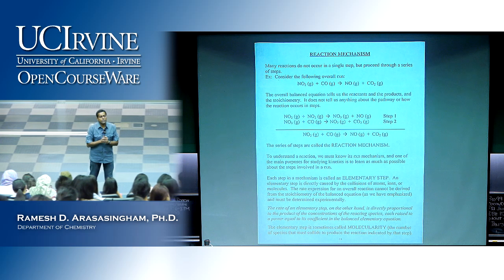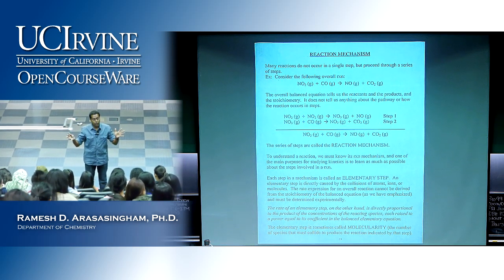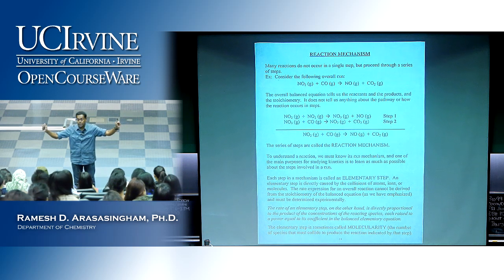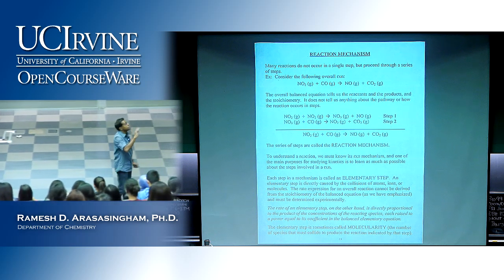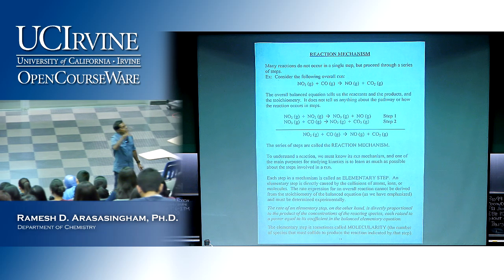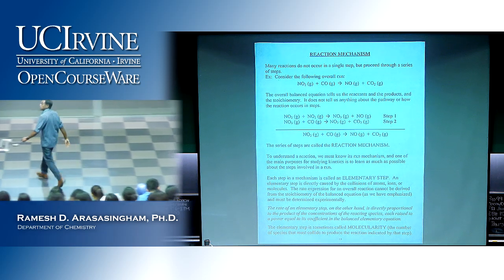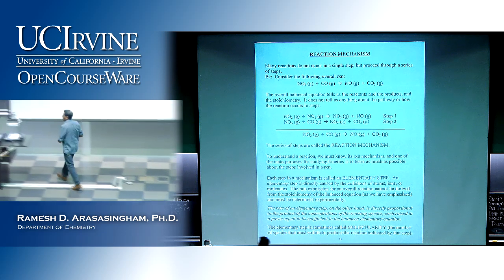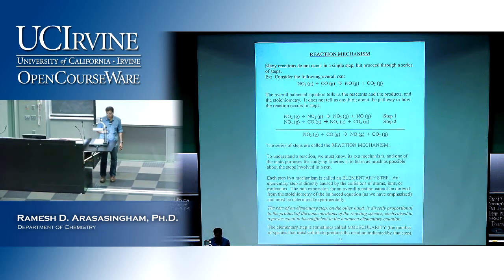So do you understand the difference between the overall reaction that we've looked at before, which just looks at what is the reactant and what is the ultimate product, and a reaction mechanism which looks at the series of events that lead reactants to convert to products? All right? So the two steps. So we call this a two-step mechanism, and this is the first step, and this is the second step.